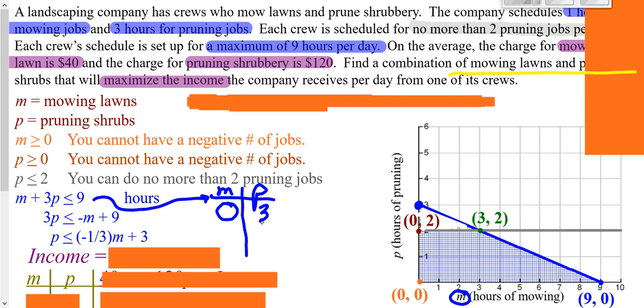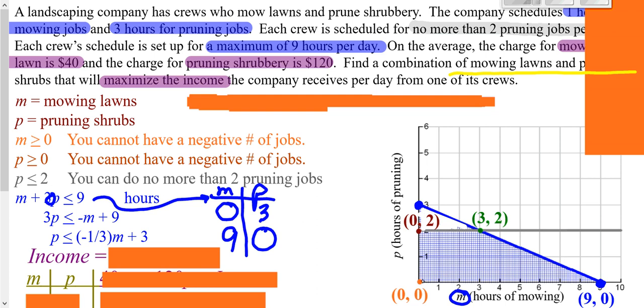Then I want to find my other intercept. So I want to plug in 0 for P. If I plug in 0 here, times 3 is 0, I find M and I get 9. That would be this point here. It's often nice to do the intercepts for this table because they're often your corner points where you touch your axes, because that's often where your shading will be.